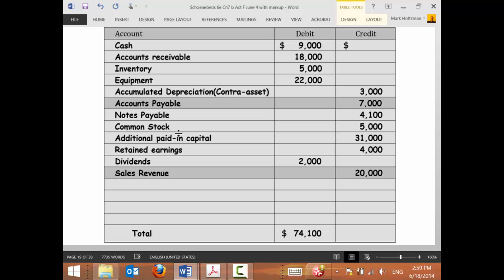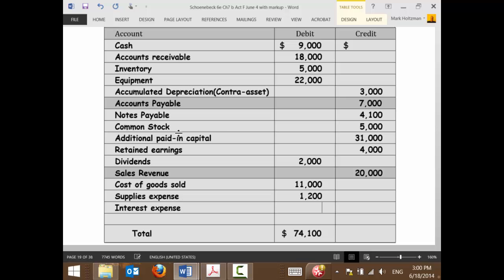Next of all, I got my expenses. So one expense I've got, the big one, is cost of goods sold. Cost of goods sold in this case is $11,000. The next one is supplies expense, $1,200. Next one is interest expense, $100. And finally, loss on sale of equipment, $5,800.